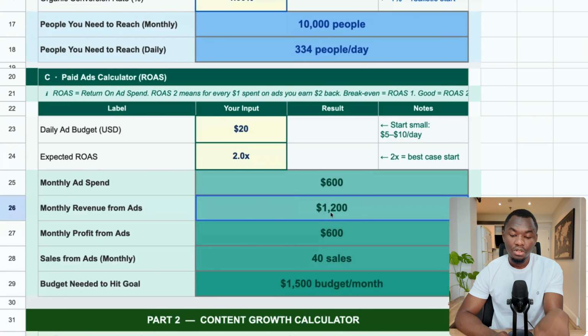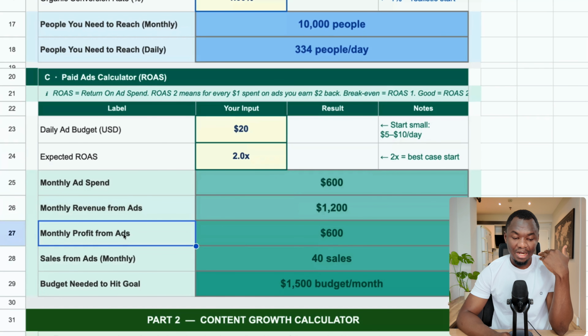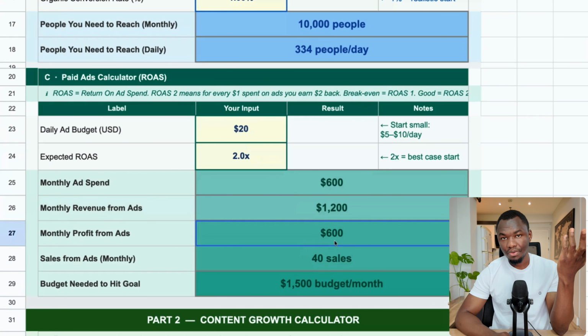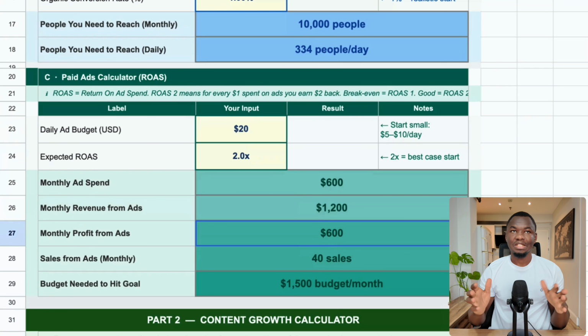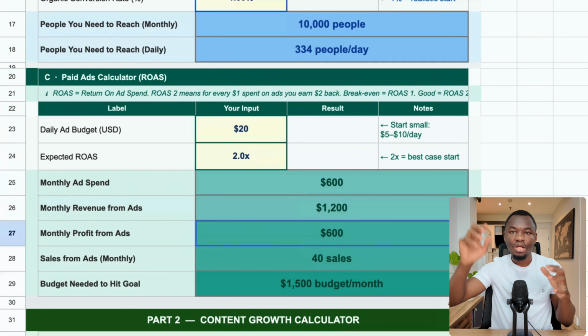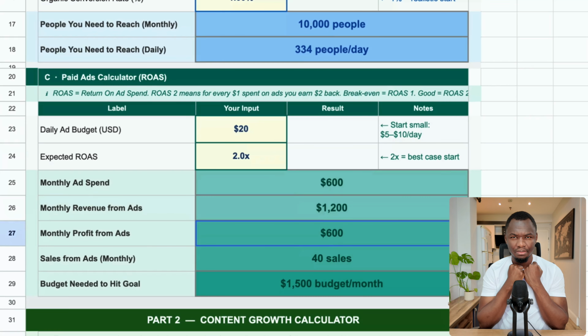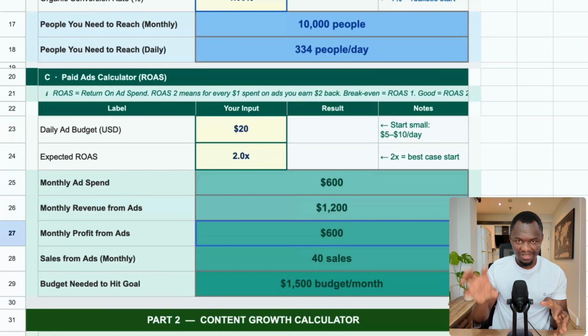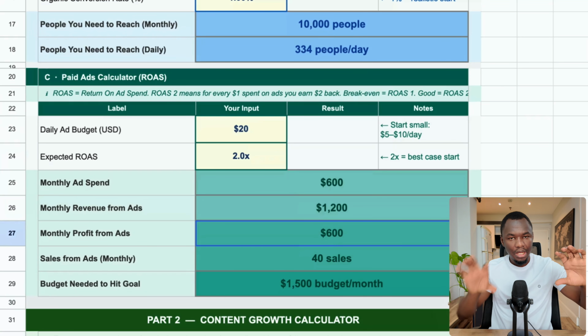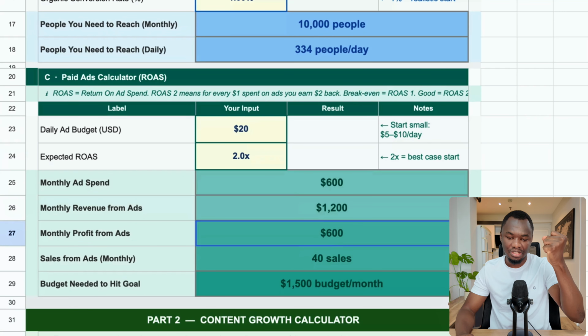Now, what is your revenue? You are earning just 2 times what you spent. So you put in 600 and you saw 1,200. Now, monthly profit from ads, you just made 600. So you spent 600, you got your 600 back. So at a ROAS of 2, you put in 600, you get 1,200, and you are guaranteed to get back your 600. I hope you understand what I'm saying. So at the end of the day, you did not make a loss. You put in 600 for the ad and you had 600 as profit in your hand.